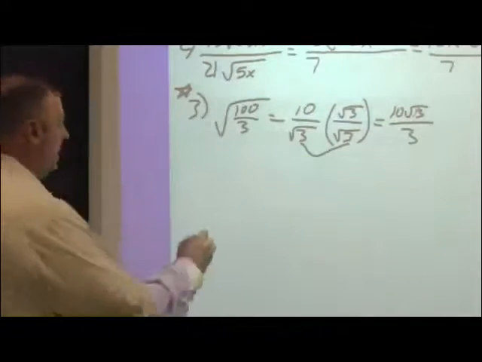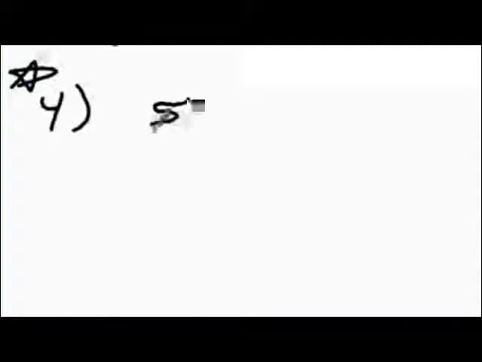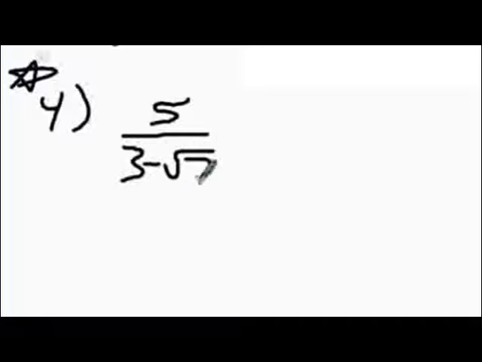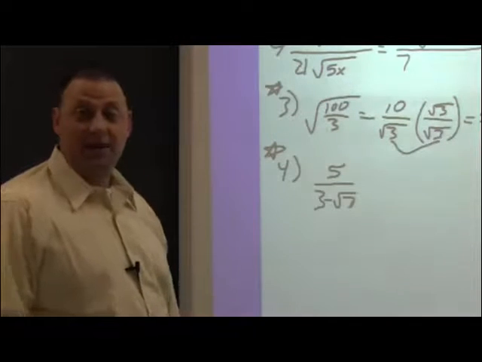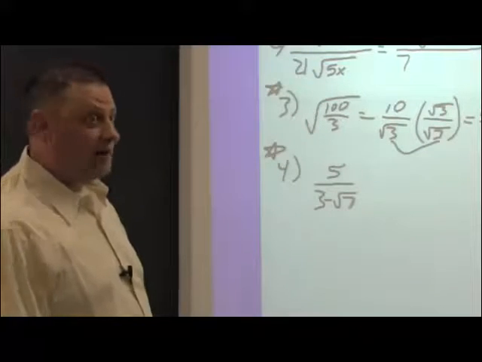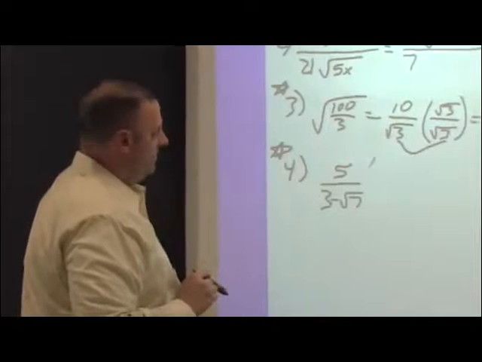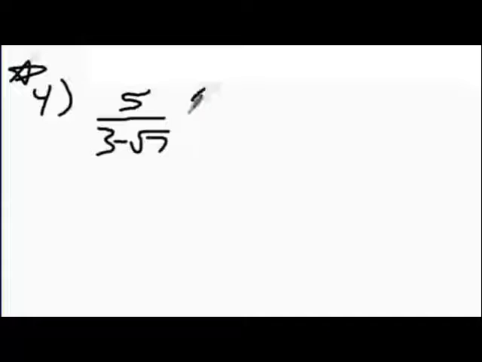All right, one more special situation. Say you had 5 divided by 3 minus radical 7. Looking at that, well, I know we have to get rid of the radical 7 because we can't have a square root in the bottom. That's just how it is. Well, you can't multiply by radical 7 over radical 7 like we did with the other one with the 3. You're going to have to multiply by the bottom's conjugate. Since it's a binomial, conjugate means looks the same but opposite in sign. So 3 plus radical 7.